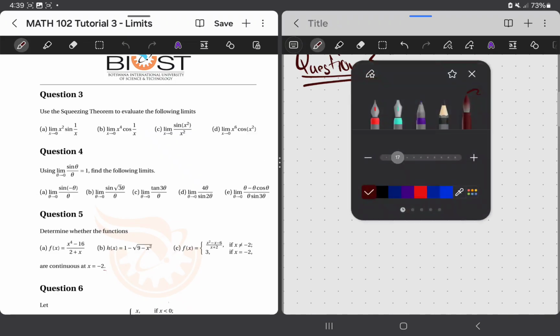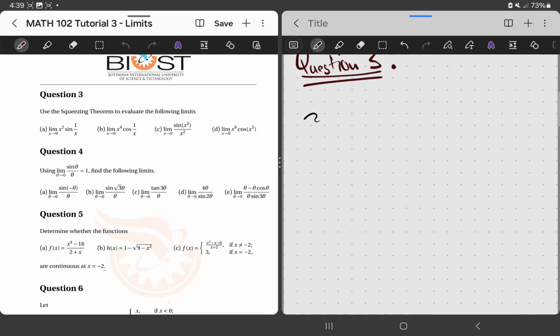Then it puts a limit for us, which we have part A, which is saying the limit as x goes to 0 of x squared multiplying sine 1 over x.